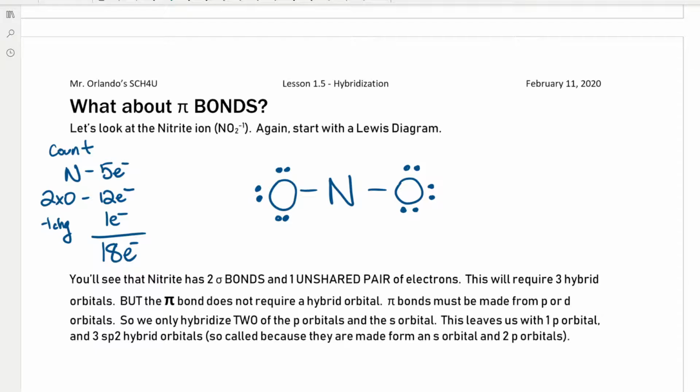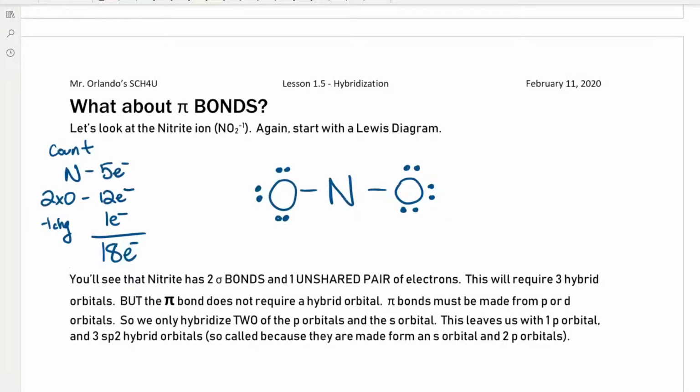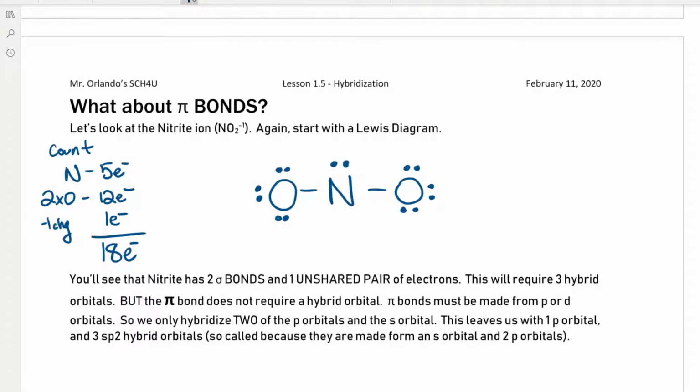And where do we put that extra pair of electrons? That's right, they go in the center atom. So they would go right here. And we're not done because nitrogen still doesn't have 8. Nitrogen only has 6. So we're going to have to take this pair of electrons and turn that into a bond. Make that a shared pair.